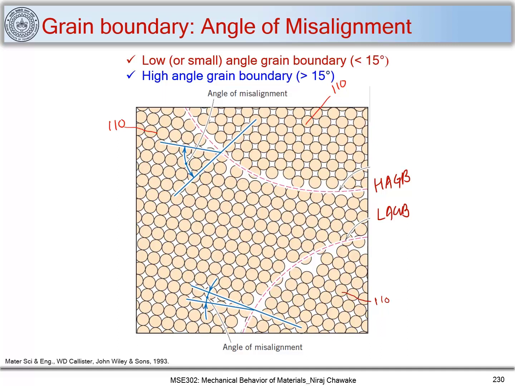And this angle of misalignment is also called the misorientation angle. Some textbooks mention it as misorientation angle. So we have two types of boundaries, that is low angle grain boundary and high angle grain boundary.